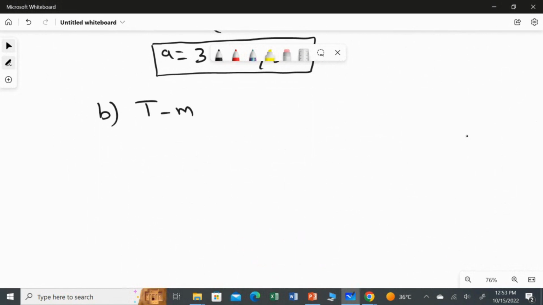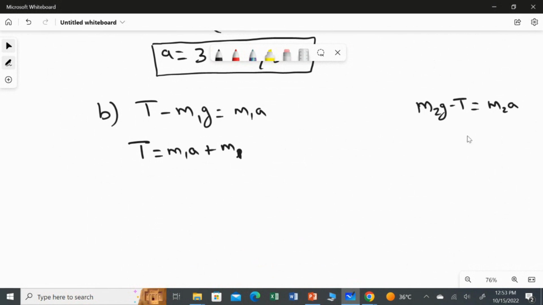So for the second part, better I write the equations here. T minus m1g is equal to m1a, and here m2g minus T is equal to m2a. Take any one of the equations for finding the value of T. I'm going to take T here. I'm going to move this minus m1g to the right hand side. So m1a, this minus, when it goes to the right hand side, becomes positive. So m1 of a plus g. Here m1 is the common term, so I take it outside. Let's substitute the values.